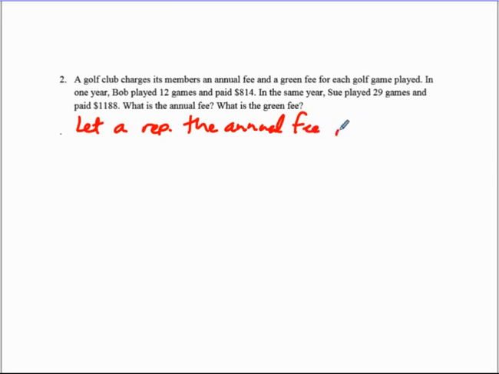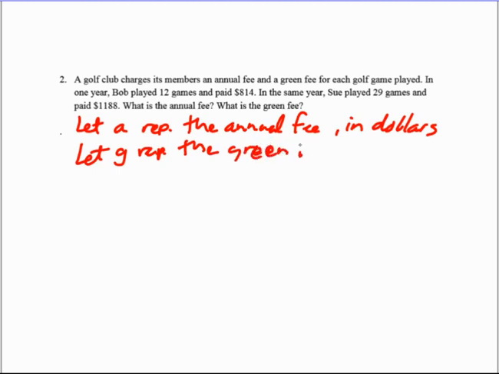Fee, in dollars. Let G represent the green fee. If you're not a golfer, you have to understand: there's an annual fee to be part of the club, to be a member, and every time you show up, you pay a green fee.